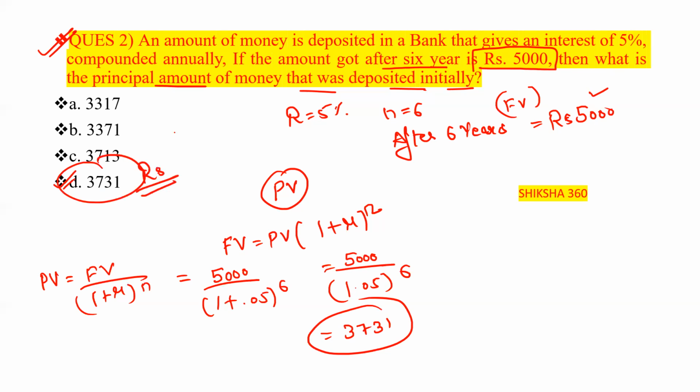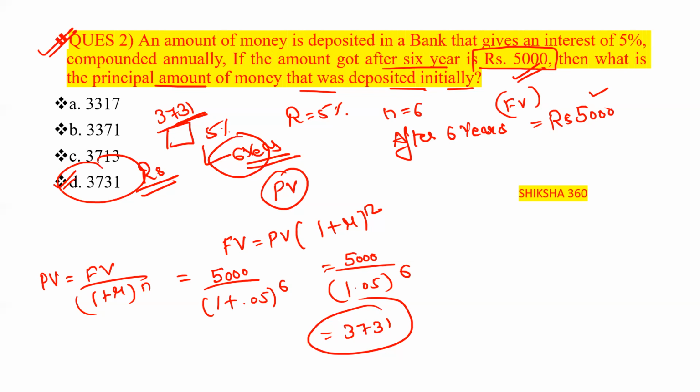Initially, you have to invest 3731 rupees at the rate of 5%, and for how many years? For 6 years. So after 6 years, how much amount will you receive? You will receive 5,000 rupees. Clear? So this is the question they want to say here.